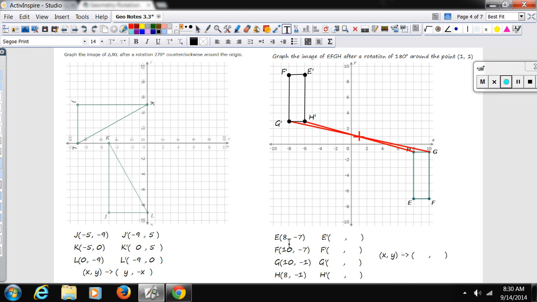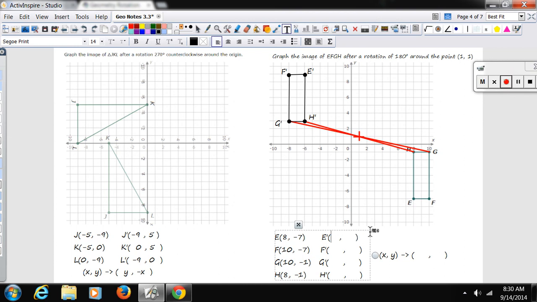So E was 8, -7. Now E prime is 1, 2, 3, 4, 5, 6, 7.